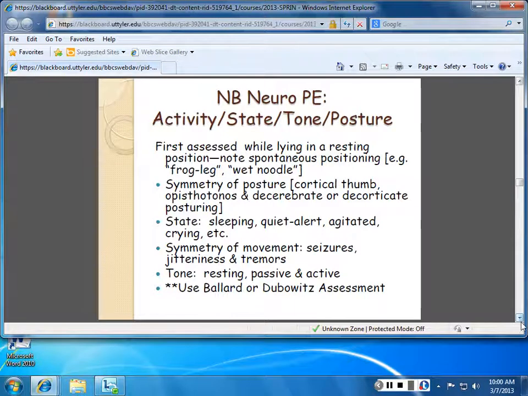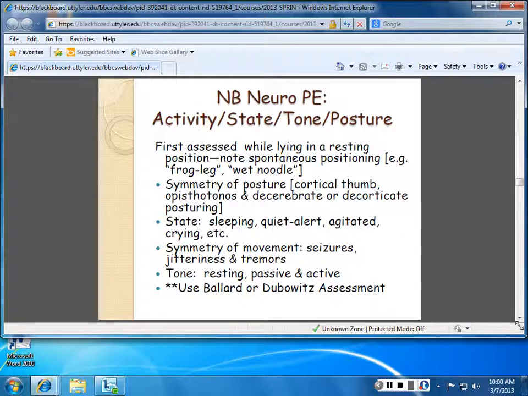Look at their activity, their state, their tone, and their posture. You first look at this when they're in a resting position. Look for any spontaneous positioning, like if they're in a frog leg position, or their tone, they're just a wet noodle. I mean, you can pick up their arm and it flops back to the bed. Look at the symmetry of their posture.